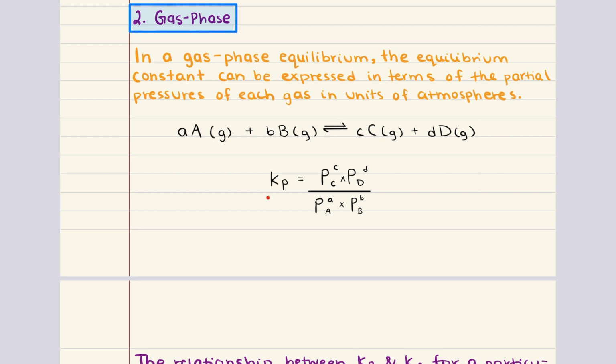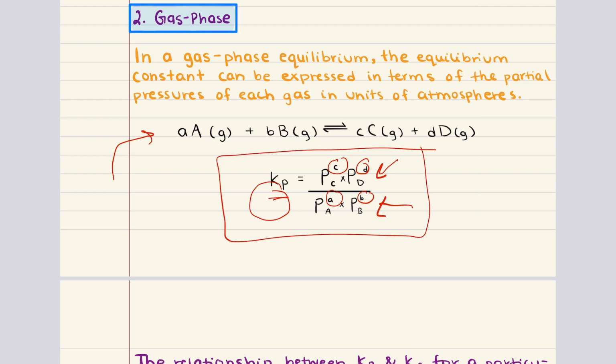This is represented by Kp, which provides a way to describe the equilibrium position using the pressures of the gaseous reactants and products. So for a general reaction in this form, where all of these reactants and products are in gas phase, Kp is calculated as the ratio of the partial pressures of the products to the reactants, each raised to the power of their respective coefficients from the balanced equation. And this specifically gives us this equation right here.